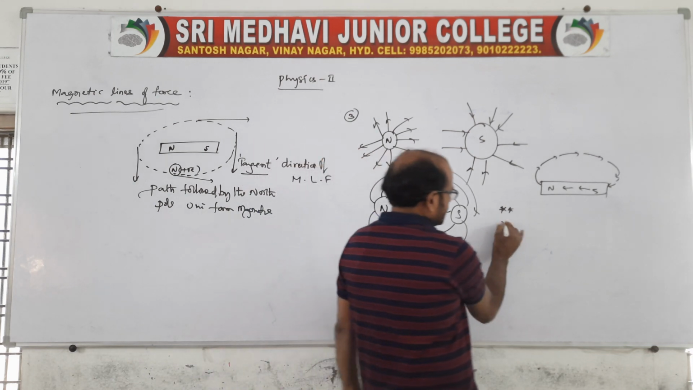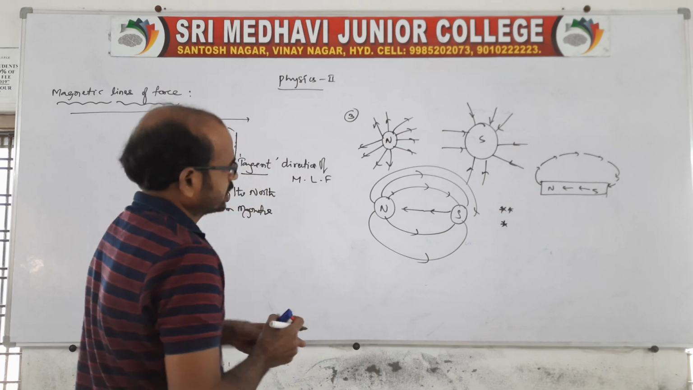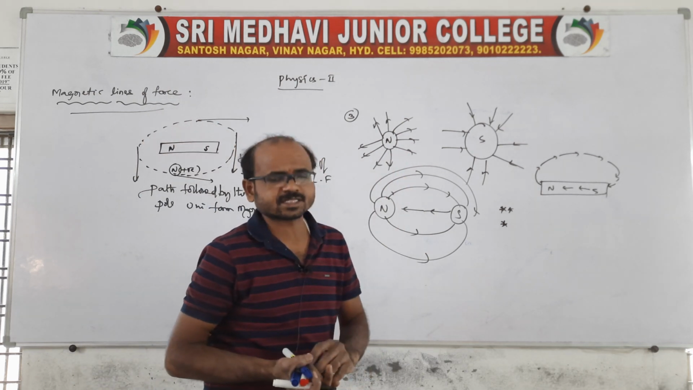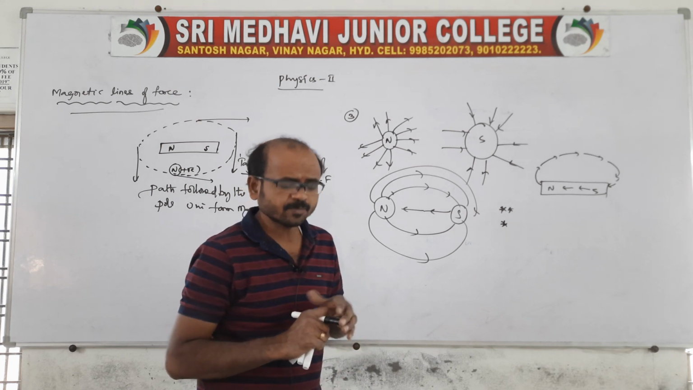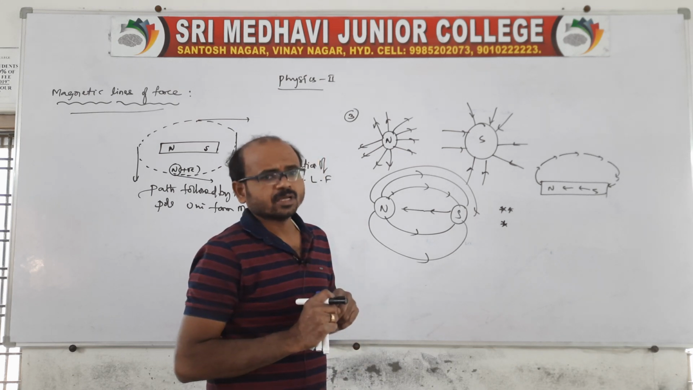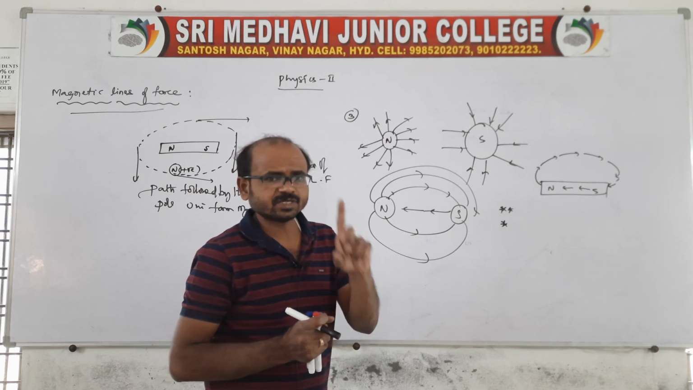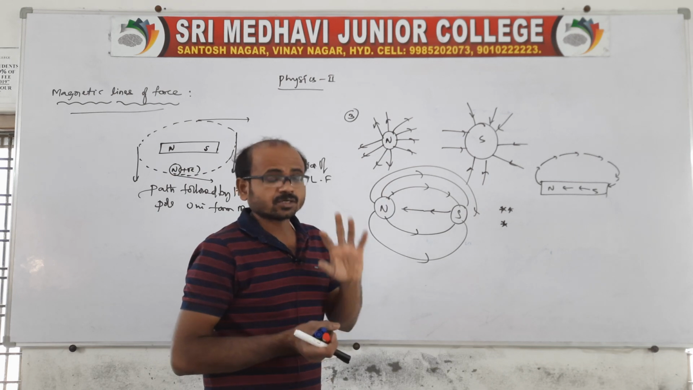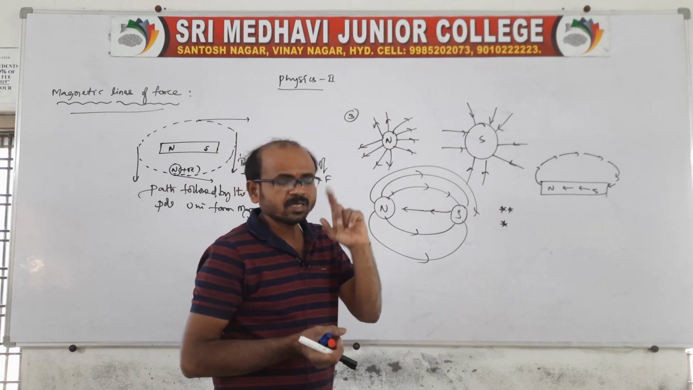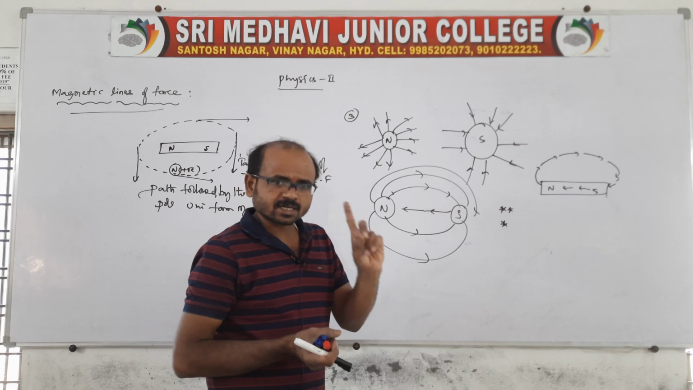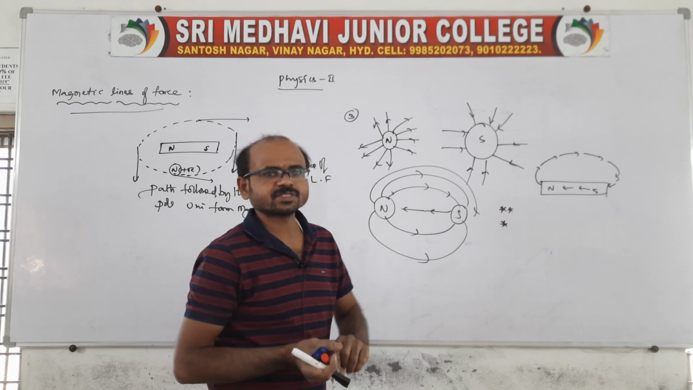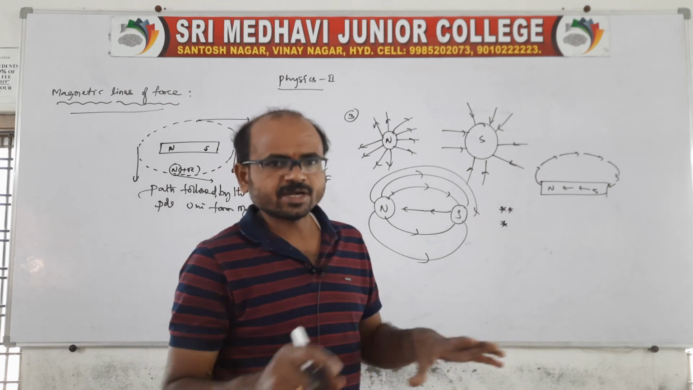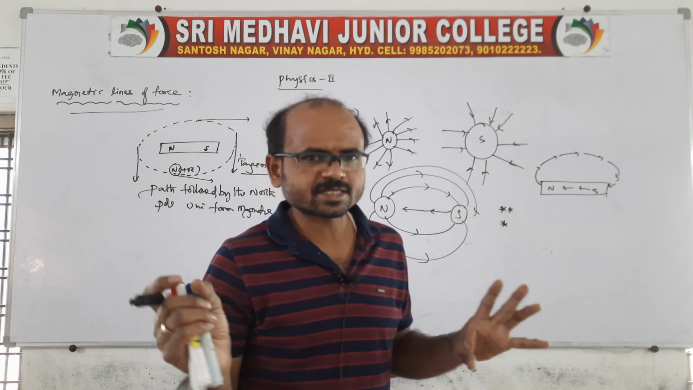And come to the next point: any two magnetic lines of force never intersect. This is very, very important. Already I told you in the electric lines of force also, we discussed this. No two lines of force ever intersect, and not only these. Remember, magnetic lines of force, electric lines of force, equipotential surfaces as well as streamlines, they never intersect. These all never intersect.